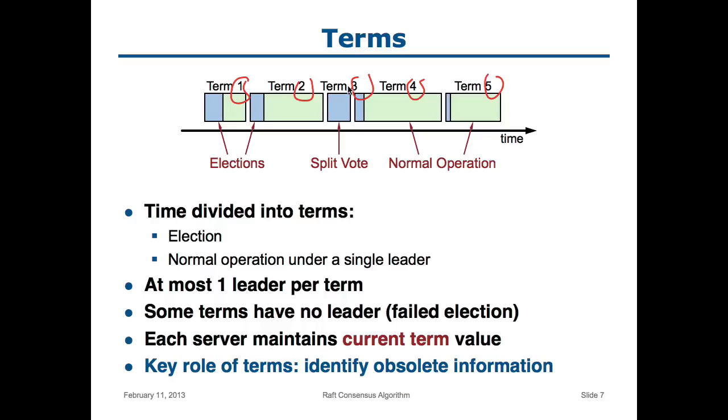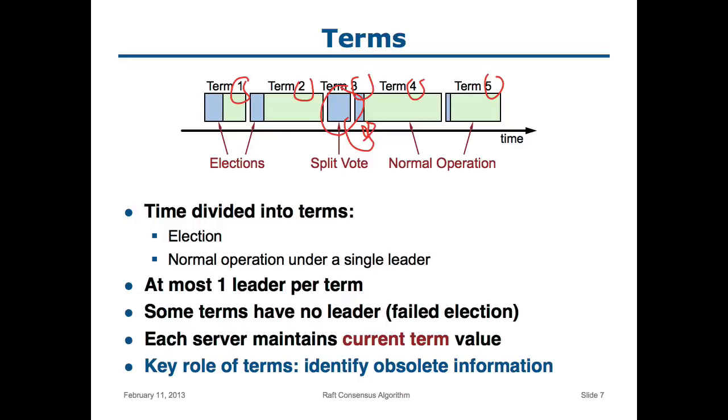However, there can be some terms where no leader is chosen. This happens if the votes are split in a way that no leader can get a majority of the votes. When this happens, then the system immediately moves to a new term to try again to pick a leader. Each server in the Raft system maintains a value called the current term, which is its best guess about what the current term in the system is. And by the way, that information has to be stored reliably on that server's disk so that it can be recovered when the server crashes and restarts.